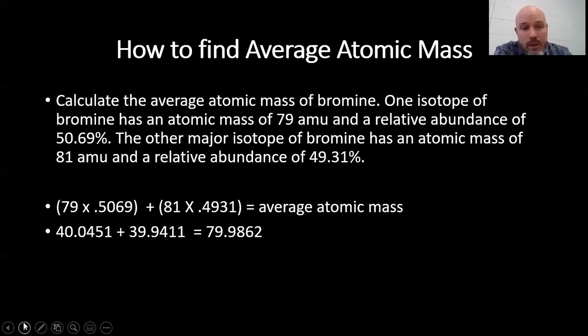Again, we take the 79 AMU, or the atomic mass, times 0.5069, and we're moving that decimal point over. And then for the second isotope, we take 81 times 0.4931. We add up those sums, and we get 79.9862. So again, this is the average atomic mass based off of isotopes. This is why when you look at a periodic table, the atomic mass or the atomic weight is going to be a decimal.